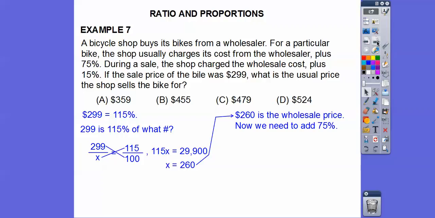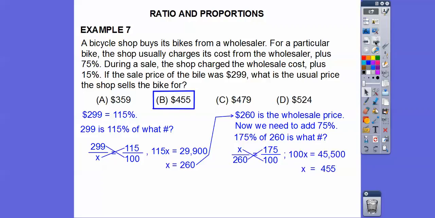Now we need to add 75% of that. So 75%, here's 100% right here. We're going to do 75%, and then 175% is going to be our total price. So 175% of 260 is what? Here we go. Put the 100 right here, the 75 right here. Let's do that. So 100 there, 175 right there. There's the word of. What's right after that? 260. That goes right there. And then this must be the leftover. The leftover is this what stuff, so it's x. Okay, cross multiply, solve for x, and we get the regular price would be $455.